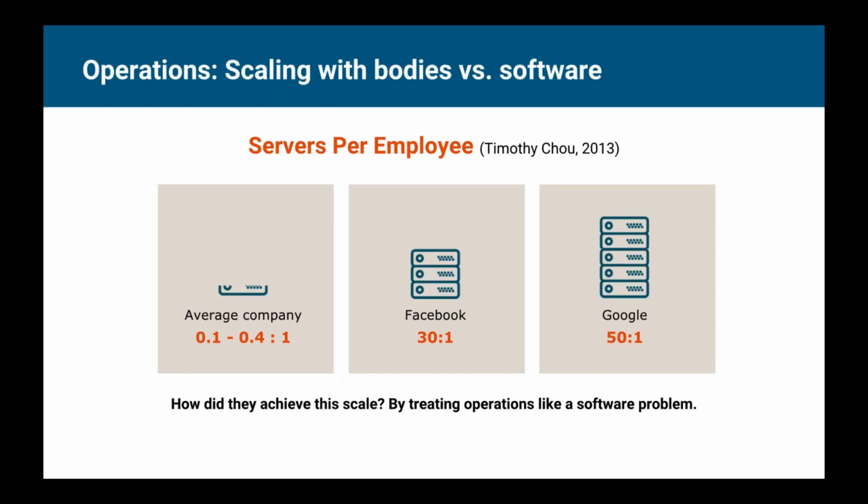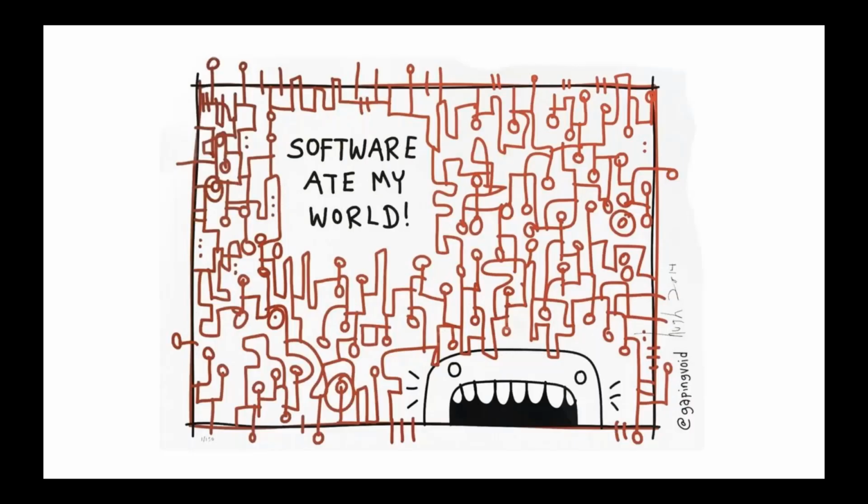And how did they do that? Well, the primary way they did that is by treating operations like a software problem, because software scales so much better than any manual process. And they clearly did this to great effect and were able to achieve larger impacts because of this. So there's a kind of a meme about software is eating the world, but it's hard to understand what this really means.